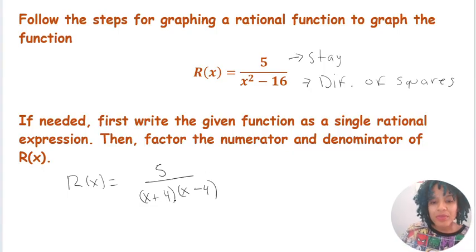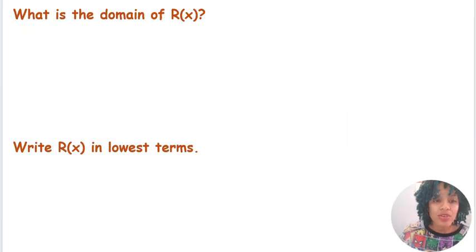It's just bad. So now this is the rational function in factored form. And then the next question asks you, what is the domain of our function?